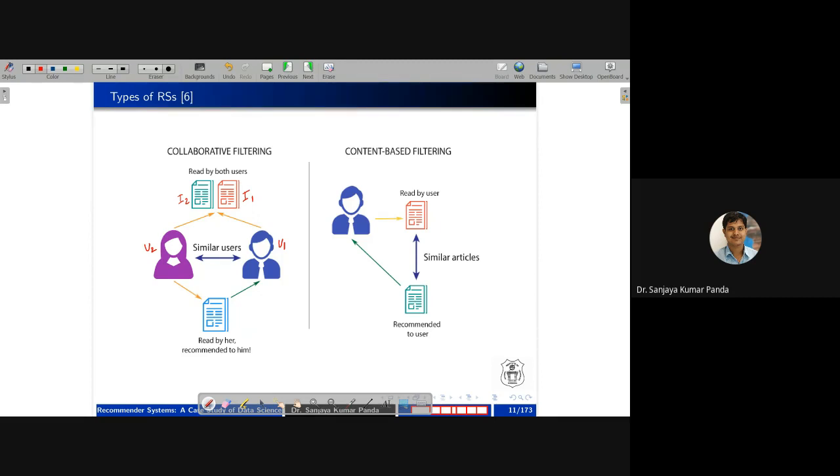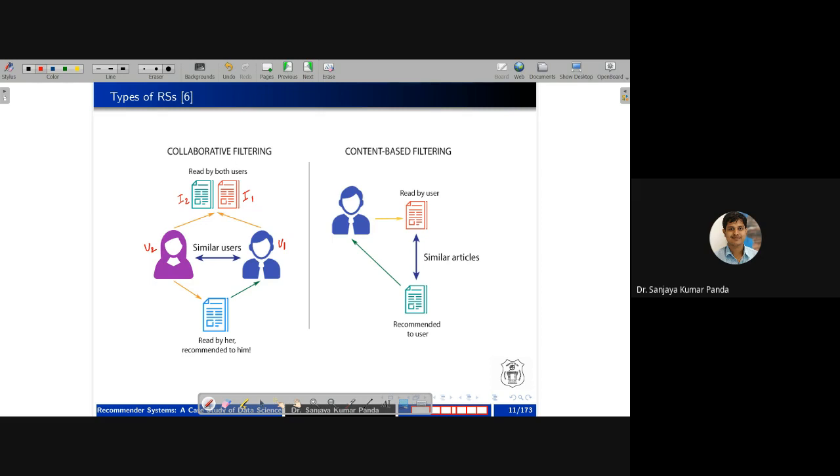So the books I1 and I2 are similar, or you can say both users read I1 as well as I2. As both users have used I1 and I2 and are interested in these two books, you can say these two users are similar to each other.